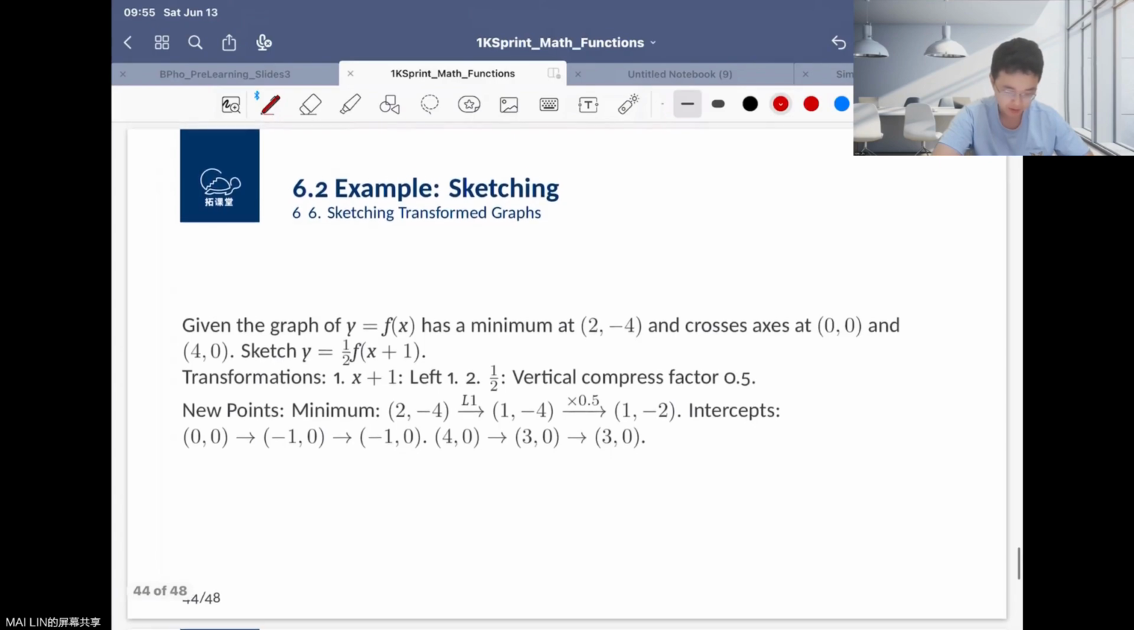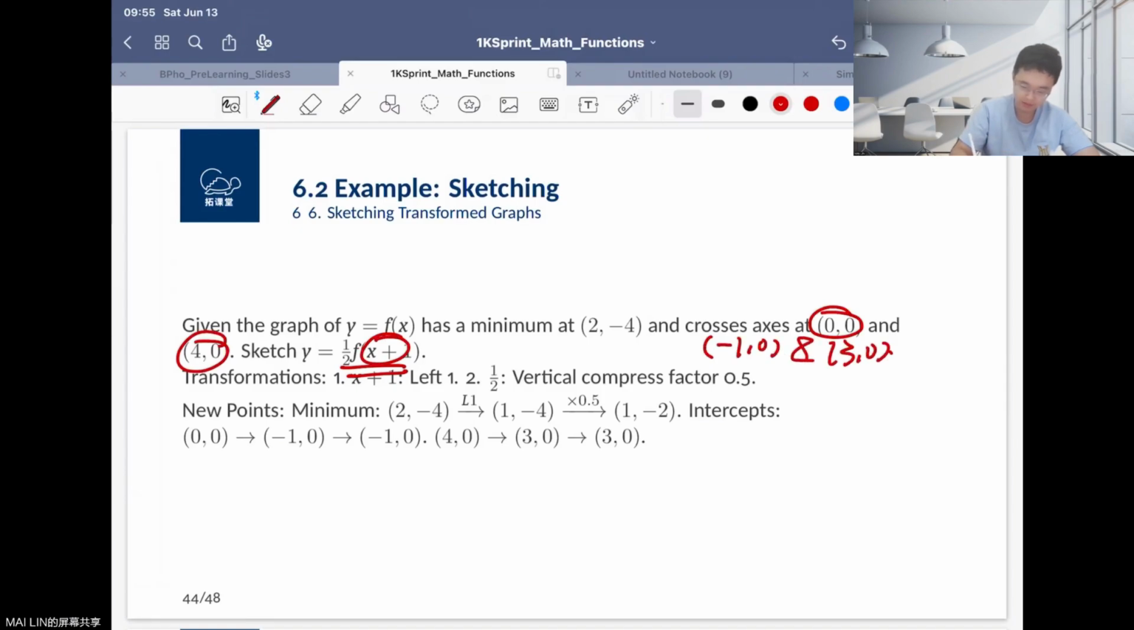So here we can set: f(x) has a minimum at (2, -4) and crosses the x axis at (0, 0) and (4, 0). Sketch y equals a half times f(x plus 1). So first, x plus 1 means we're moving the function to the left for 1 unit, right? So the points (0, 0) and (4, 0) become (-1, 0) and (3, 0), right? That's the two intercepts right here.